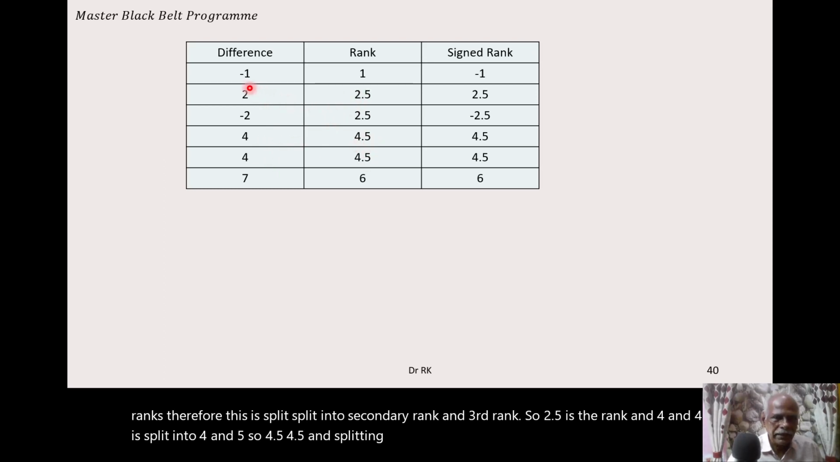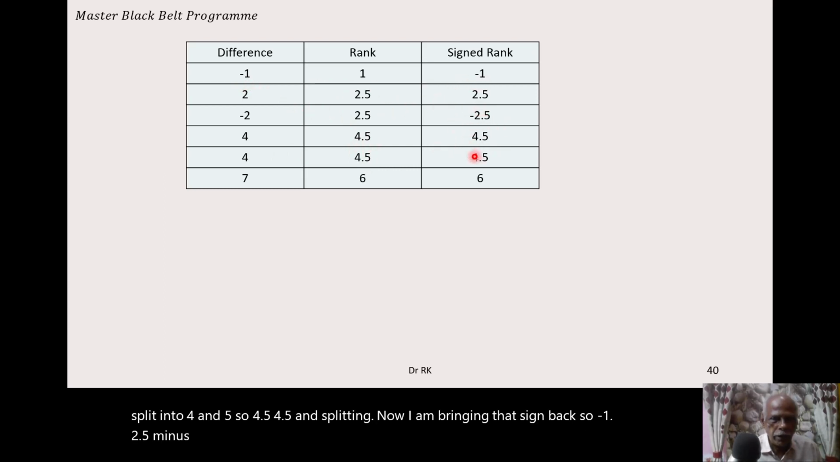Now I am bringing that sign back. So minus 1, 2.5, minus 2.5, 4.5, 4.5, 6. Now I am going to add all the negative values and all the positive values separately.